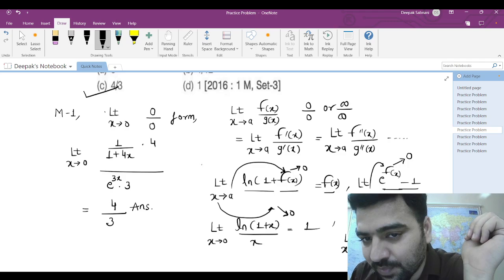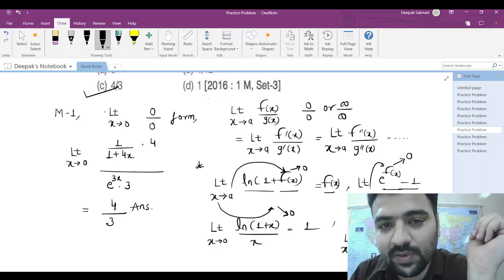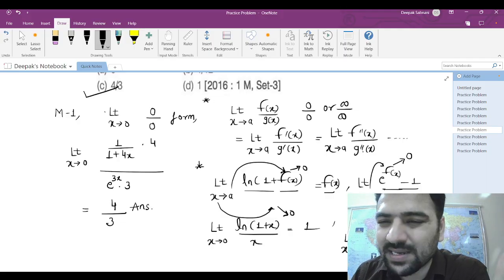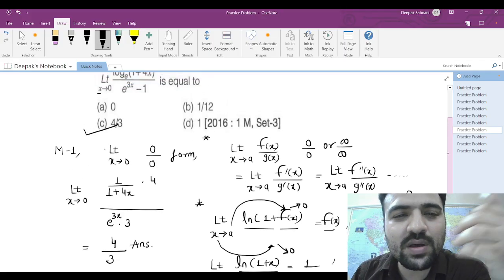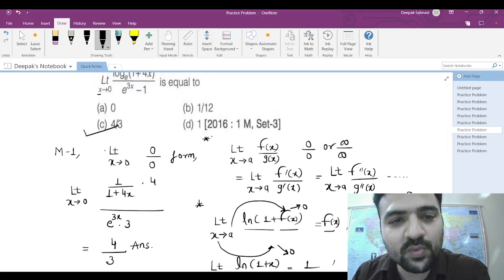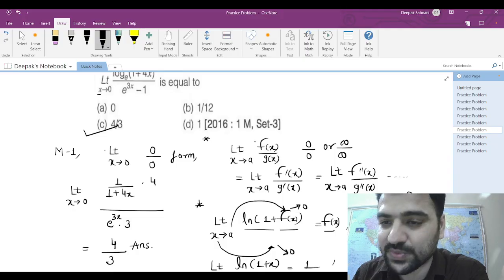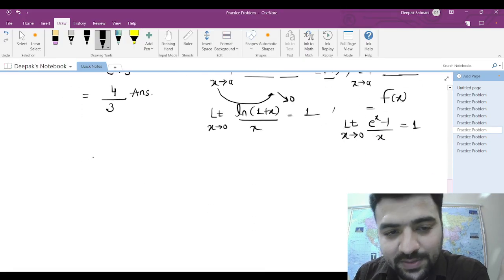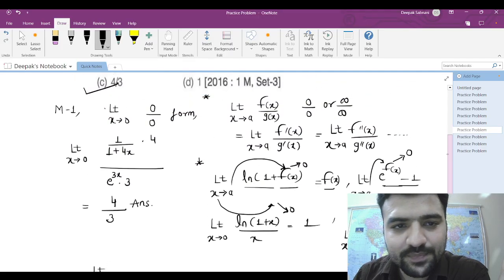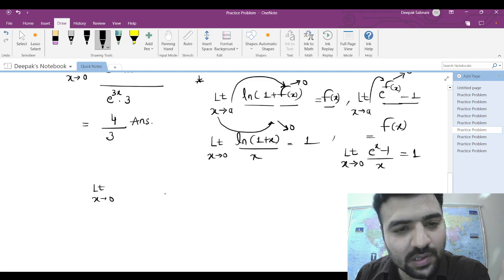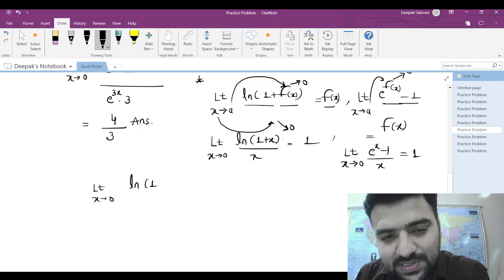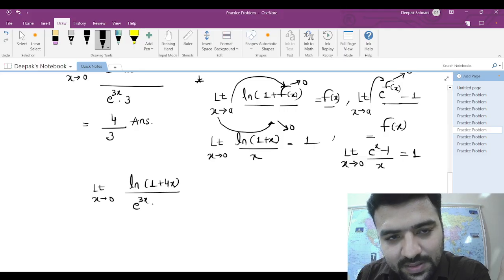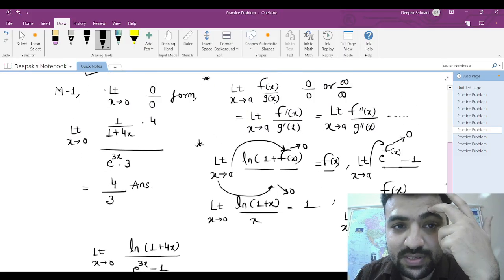This is a very important part. Both are two methods. This is a single question, but my aim is to give you a method which is useful not only for this question but for multiple problems, right? So let's solve this. Limit x tends to 0 of ln, that is log e, of 1 plus 4x divided by e to the power 3x minus 1. I guess that's the question.